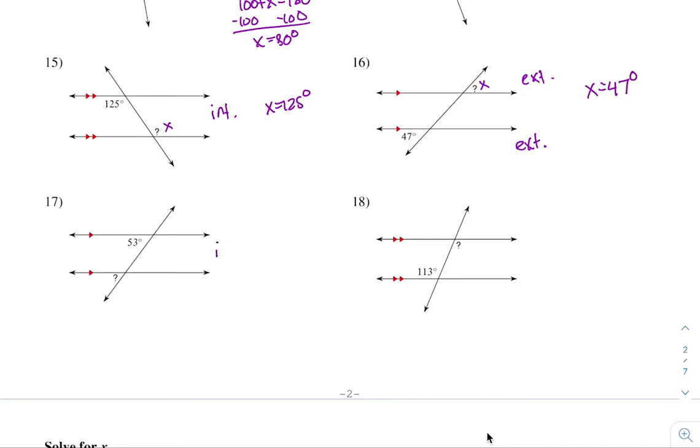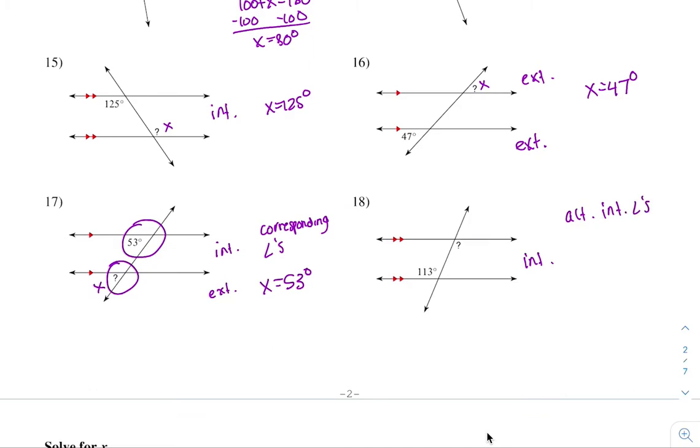17. Okay, so we have an interior angle and we got an exterior angle. If we drew our pizza slices, this slice looks the same as that one in terms of same shape and size. So we have corresponding angles. And you guys know corresponding angles are congruent, just based off of our notes and our definition. So that means if that's x, x has to equal 53 degrees. And lastly, this is interior, and they are not on the same side, so alternate interior angles are congruent. So if this is x, x has to be 113 degrees.